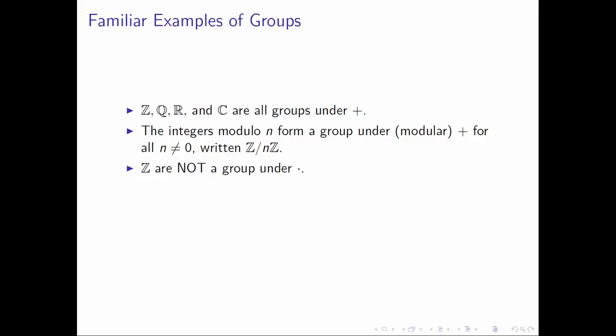And so this means that the set of integers fails to possess multiplicative inverses. So the integers do not form a group under multiplication, and the reason for that is the integers fail to contain multiplicative inverses for all of their elements.